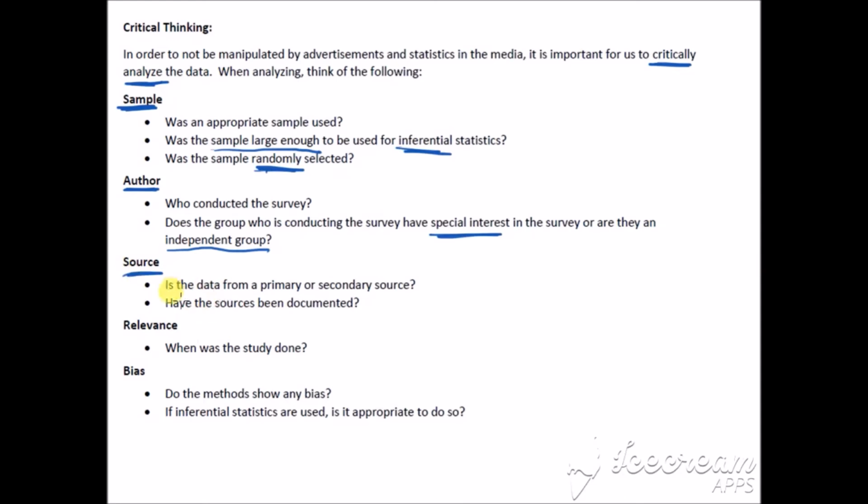Okay, source. Is the data from a primary or secondary source? Okay, so are they getting their data firsthand or from a secondary source? Are they getting it from somewhere else that's already been summarized? And have the sources been documented?